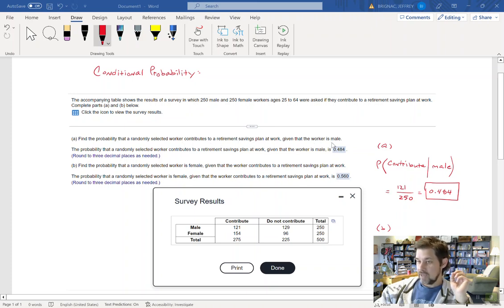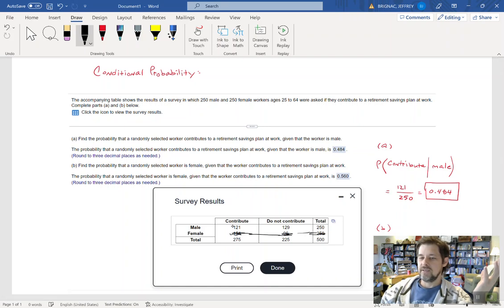that the worker is male. So I wrote that like this: the probability of contributing to the retirement plan given that you know the worker is male. Now, if that's the condition on the conditional probability, okay, we're working under the assumption that this randomly selected person is male, then what it looks like is that we're ruling out all the females, so we're just dealing with these.